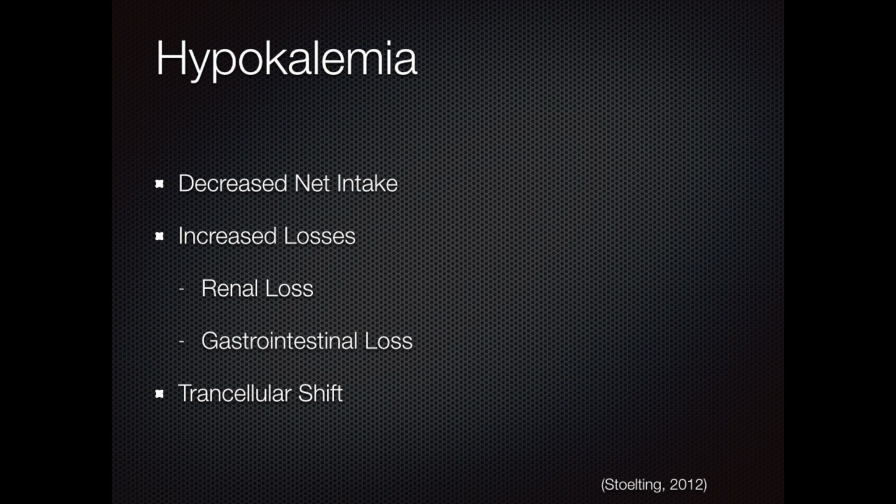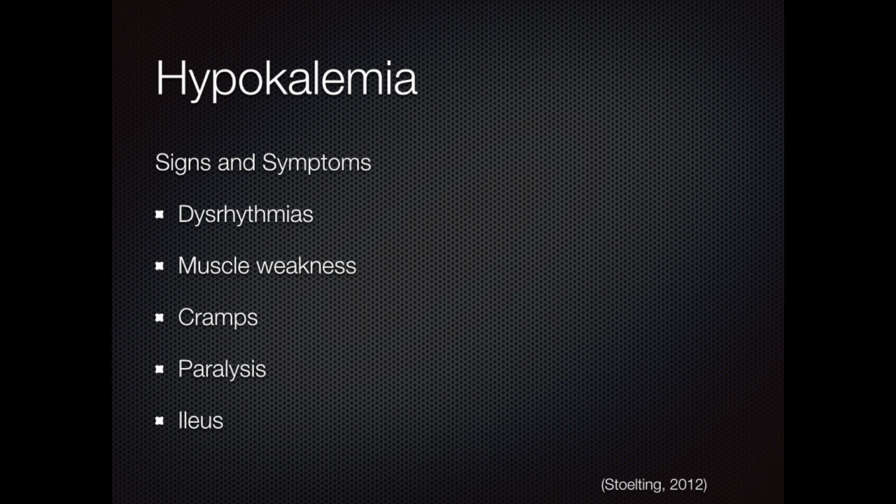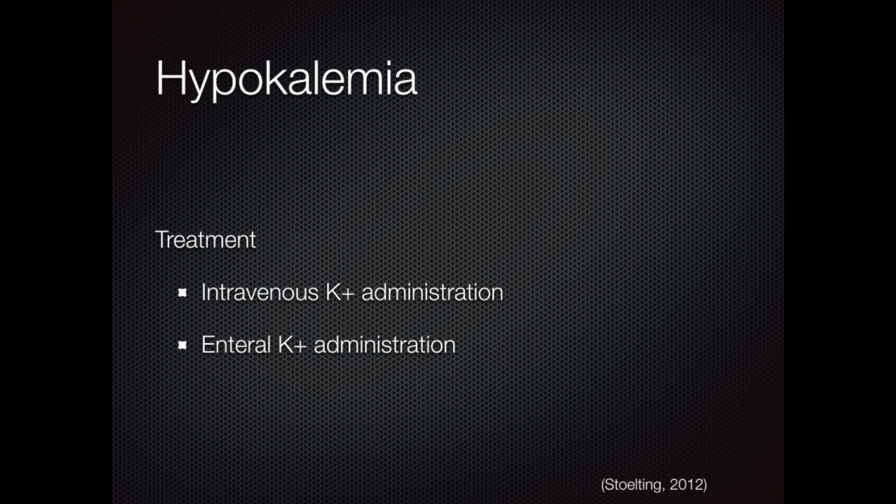Transcellular potassium shifts can be caused by beta-adrenergic agonists, tocolytic drugs, insulin, alkalosis, familial periodic paralysis, hypercalcemia, or hypomagnesemia. The signs and symptoms of hypokalemia generally include cardiac and muscular problems such as dysrhythmias, muscle weakness, cramps, paralysis, and ileus. If the degree of hypokalemia is life-threatening and emergent, potassium can be administered intravenously at a rate of 20 mEq over 30 to 45 minutes.